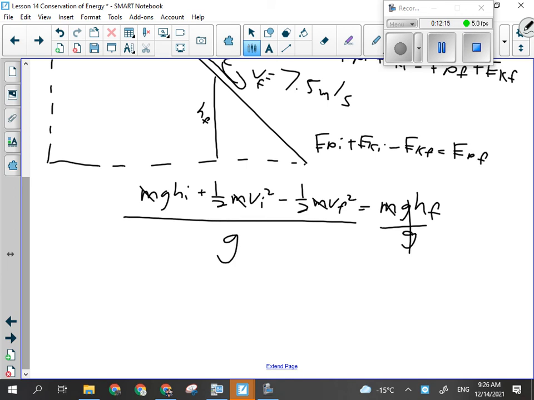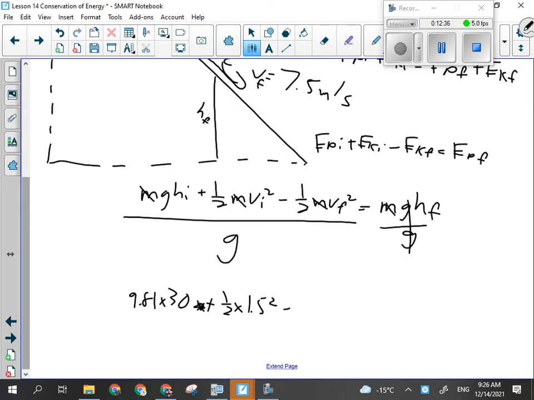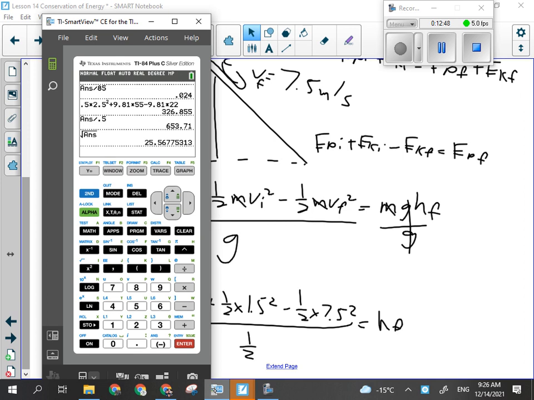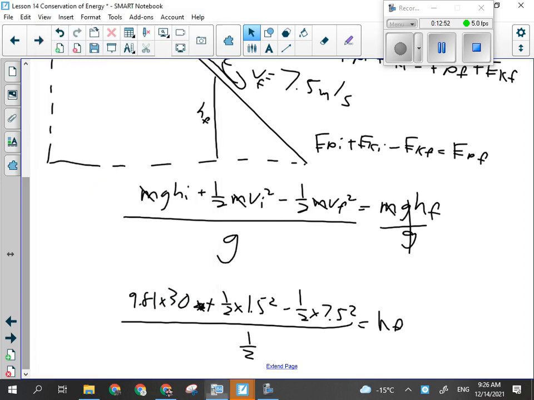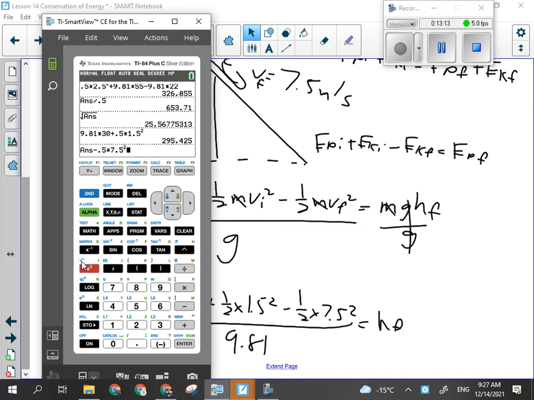Solving for HF, we're going to have 9.81 times the initial height, which was 30 meters, plus 1/2 times 1.5 squared minus 1/2 times 7.5 squared, divided by 1/2 equals my final height. Probably not going to be much of a change here. If it's gravity, would it be 9.81? Oh, sorry. Yes, absolutely, this should be 9.81. I'm used to solving for V. Divided by 9.81, absolutely, you're right. So we've got 9.81 times 30 plus 0.5 times 1.5 squared minus 0.5 times 7.5 squared, divided by 9.81.